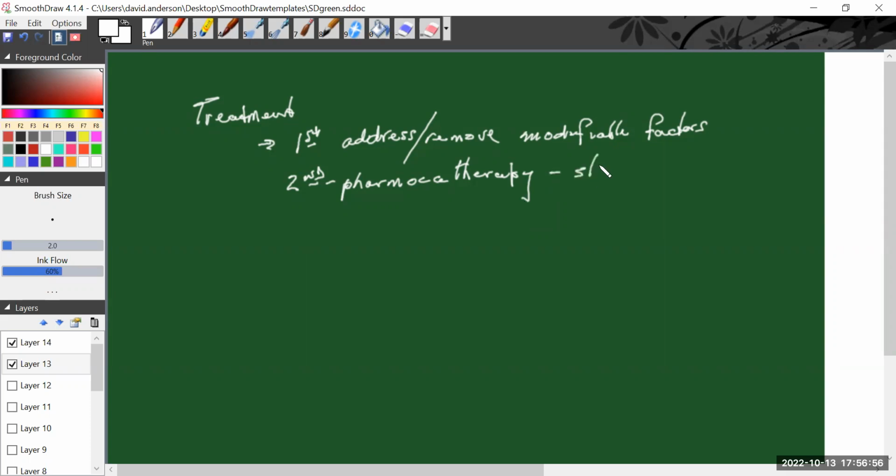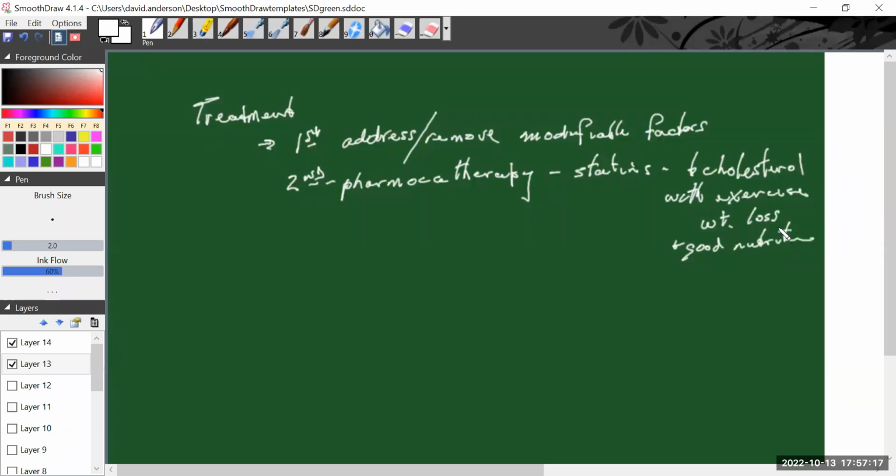So statins are a class of medications that decrease cholesterol, along with exercise, weight loss, and good nutrition. Statins address cholesterol levels mostly by trying to lower the LDL levels and prevent the peripheral distribution of cholesterol out to the cells. That's the main way that they work.